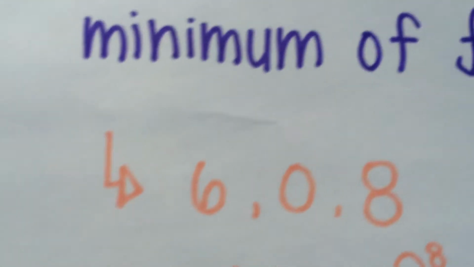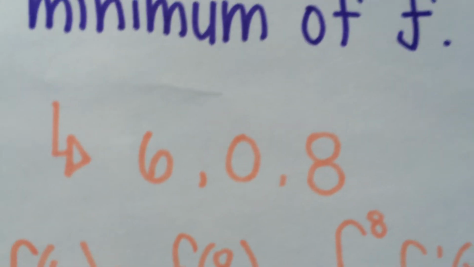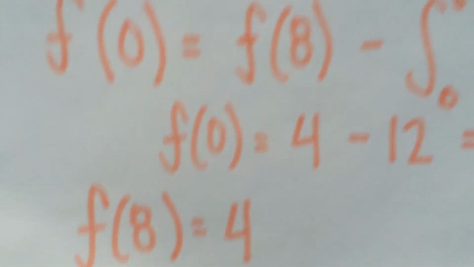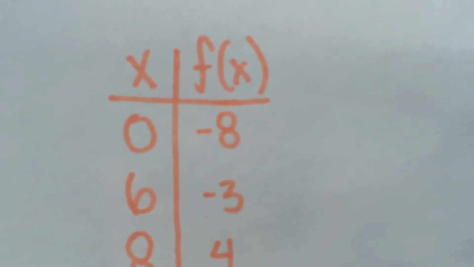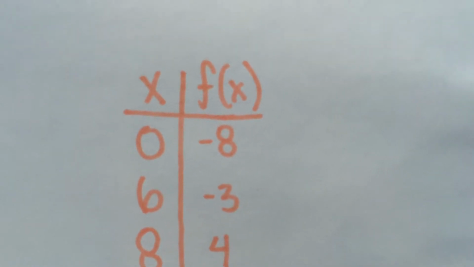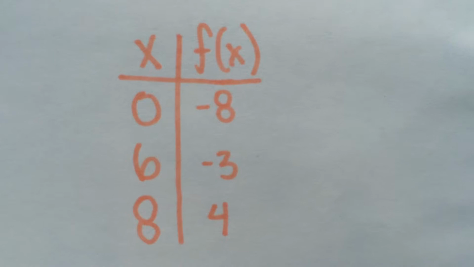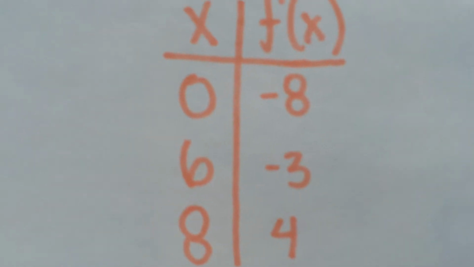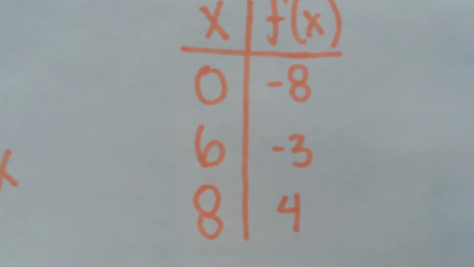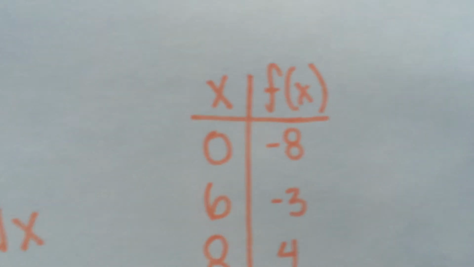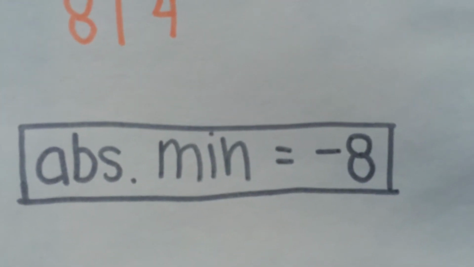Going back to our 3 possibilities, our last one is 8, and we know that f of 8 equals 4 from our original information. So our 3 possibilities now look like this: f of 0 is negative 8, f of 6 is negative 3, and f of 8 is 4. So we can clearly see now that the absolute minimum of the graph of f is at x equals 0, and our absolute minimum equals negative 8.